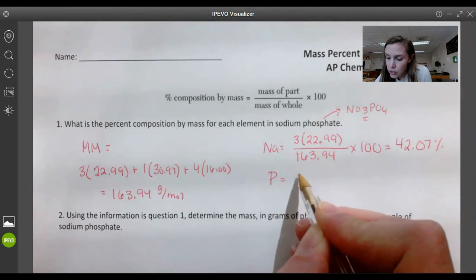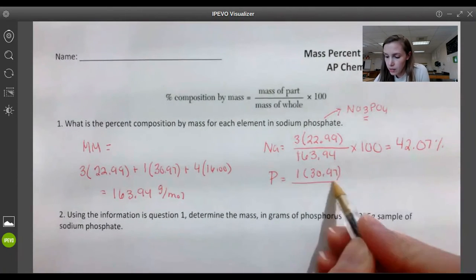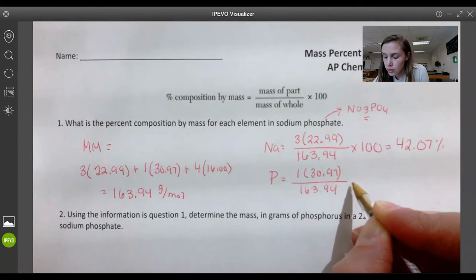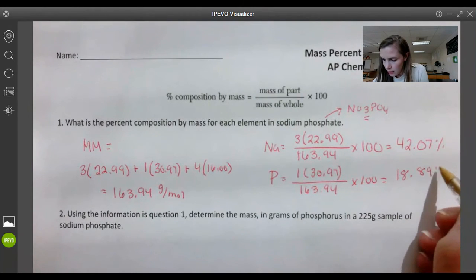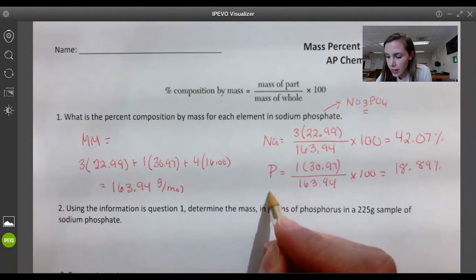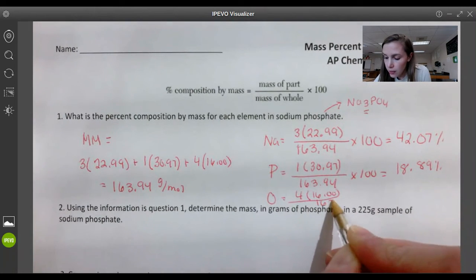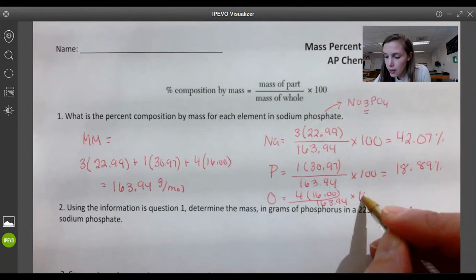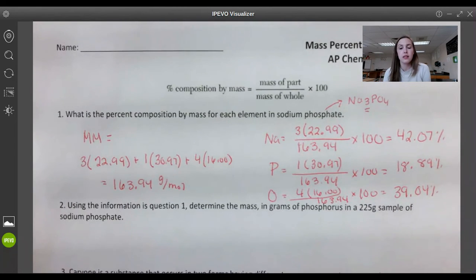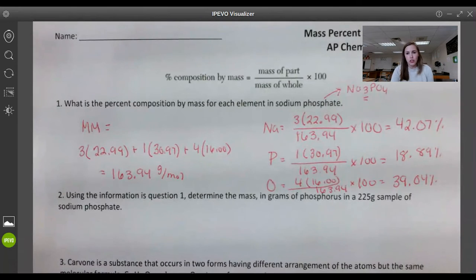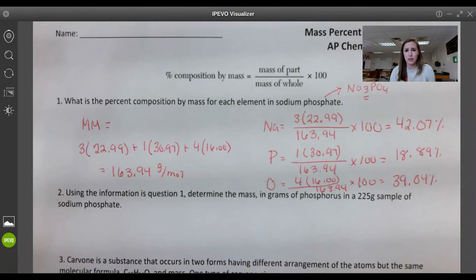All right, I would then do this for my other 2. So I have 1 phosphorus in the compound, which has a molar mass of 30.97, divided by the molar mass of my whole compound. And that gives me my 18.89%. And then finally I would have my oxygen. I have 4 oxygen, so 4 times 16.00 divided by the molar mass of my whole compound, times 100. And then I should get here 39.04%. Ideally those should add up to 100% or be incredibly close to it based on rounding. So that's just finding the percent composition of each of those elements.